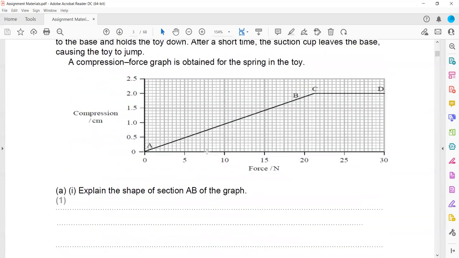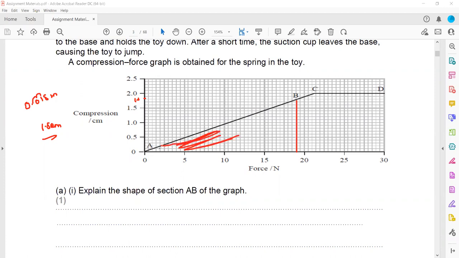So 0.018 meter. If we convert, because the graph is in centimeters, it will be 1.8 centimeter. Each box is 0.1, so this is 1.8. So we have to calculate the area under the graph for 1.8. When it is 1.8, how much is the force? This is the force, which is 19, since each box is 0.5.